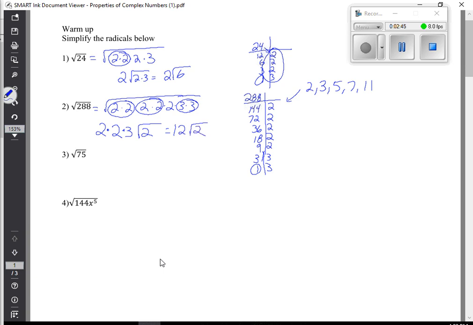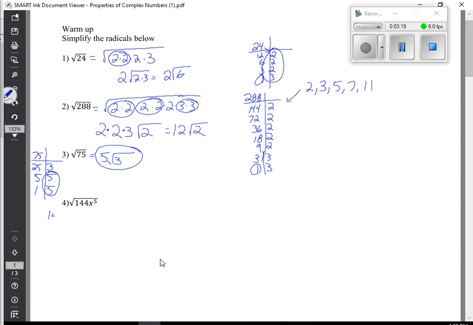We go on to radical 75. Radical 75, I guess I'll do this one over here. 75. 2 doesn't go into 75, so I think about the first number, 3. 3 times 25. Well, 3 doesn't go into 25. 5 goes into 25 5 times, and then 5 goes into 5 once. Here, I have a 5, so I'm going to have a 5 on the outside, because 5 had a date. 3 stayed home. Okay. Last one is 144.